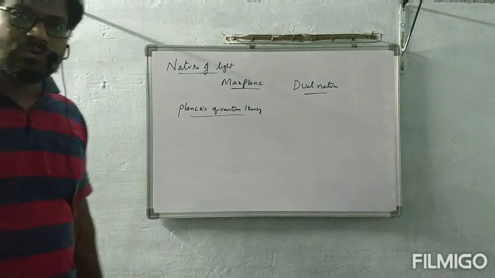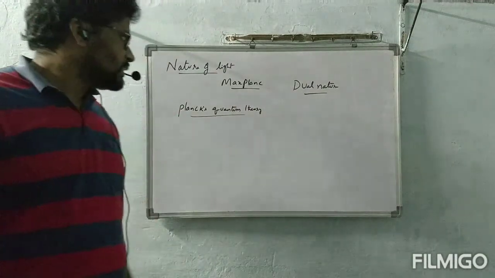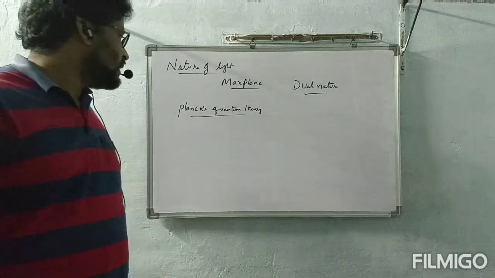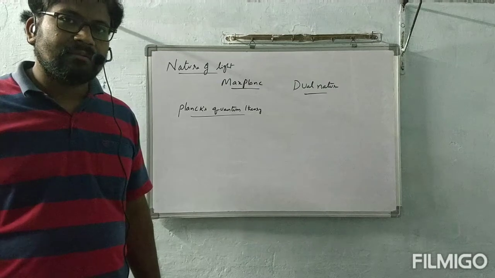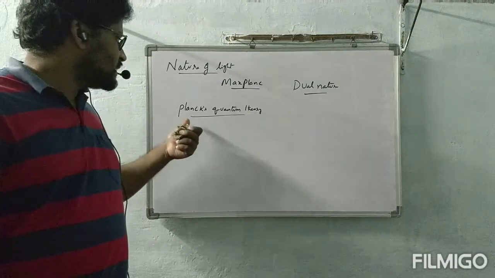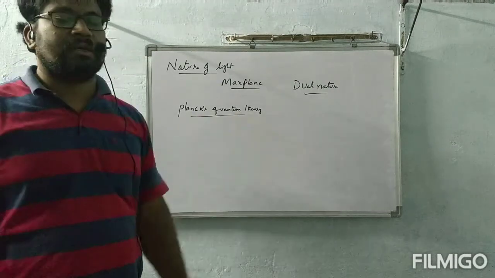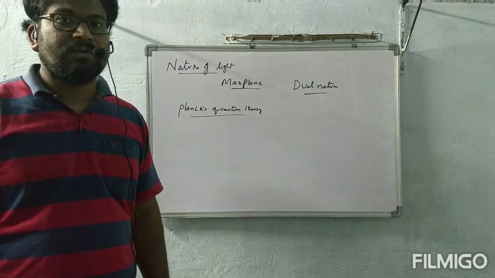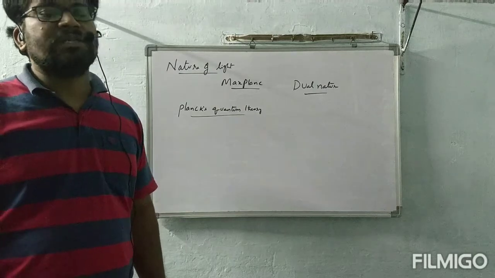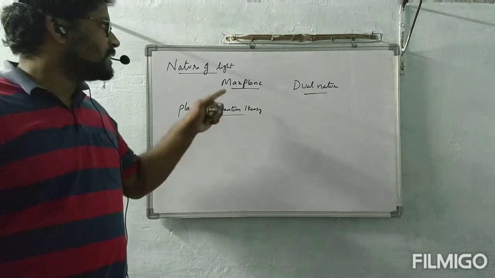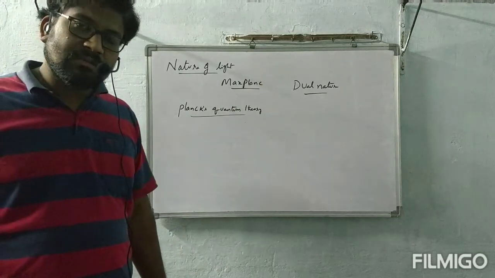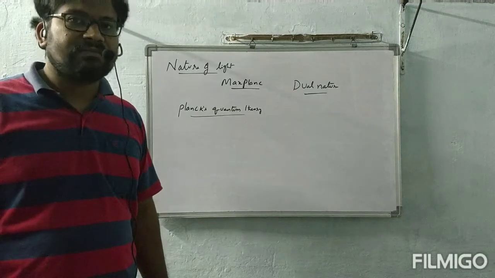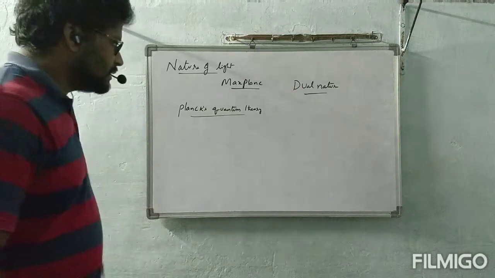So first theory, Newton's corpuscular theory, next Huygens wave theory. Finally, now we are studying nature of light by this theory only, that is Planck's quantum theory. Now what is Planck's quantum theory? How has it successfully explained the dual nature of light? Dual nature means both particle nature as well as wave nature. Okay, let us see.